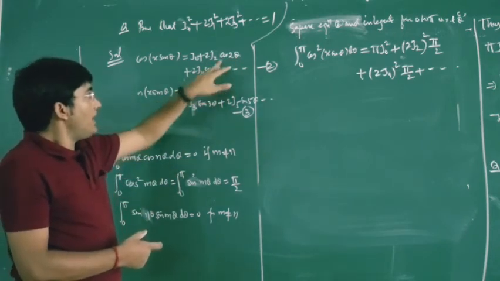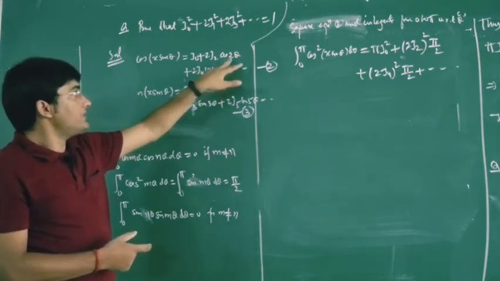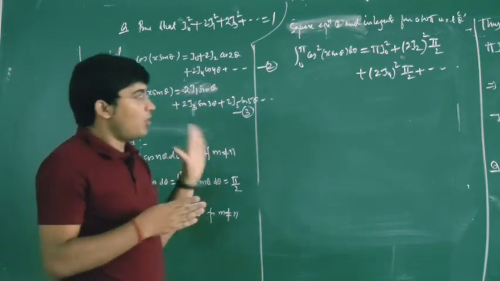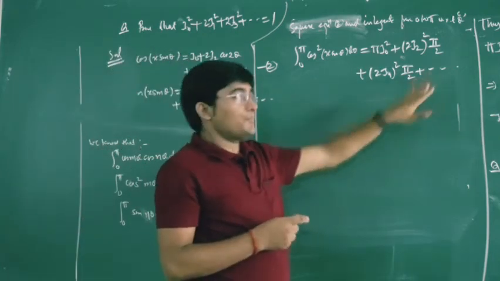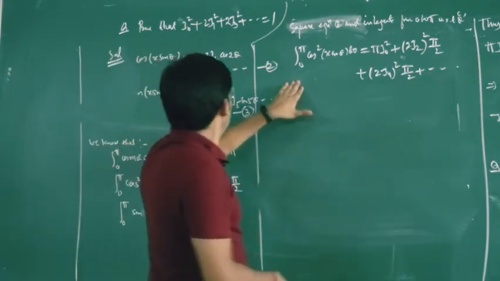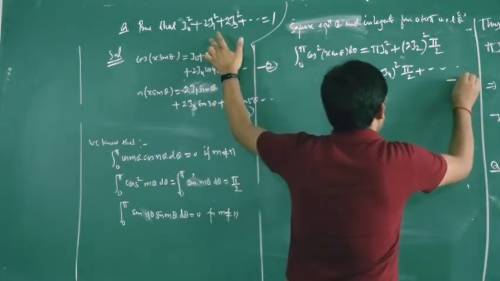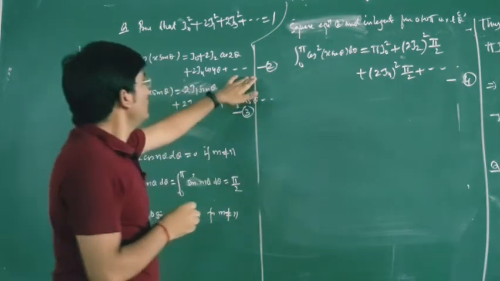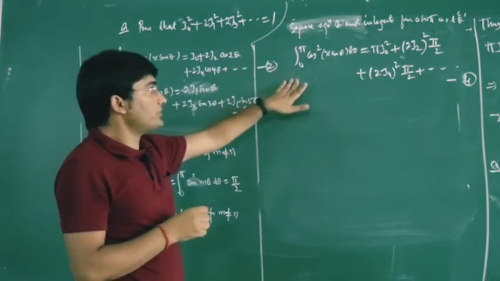Again we will have cos 2 theta into cos 4 theta, as our m is not equal to n, so this will be 0. That means all the remaining terms will be 0. So this is your equation, when we have squared equation number 2 and integrated with respect to theta.